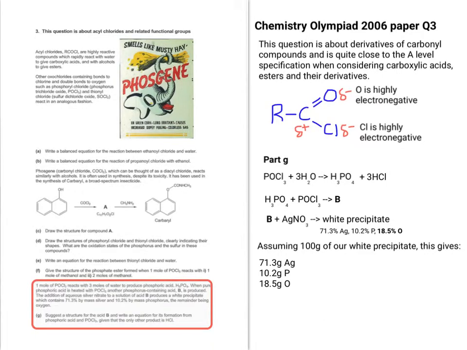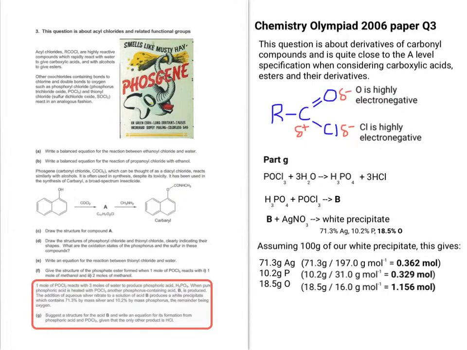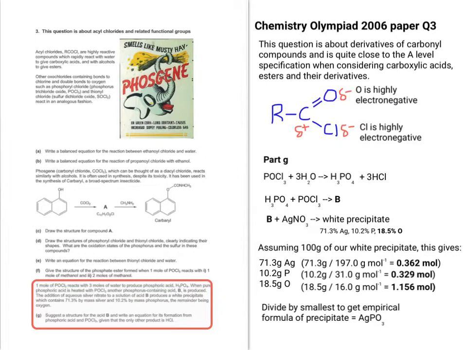So we now have the number of grams of each of those elements. So that allows us to get the number of moles of silver, phosphorus and oxygen. So we can now work out the empirical formula of our precipitate. I'm not saying that is the formula of it, but that's the empirical formula, which gives a phosphorus to oxygen ratio of approximately 1 to 3. So that must mean that the phosphorus-oxygen ratio in acid B must be approximately 1 to 3.